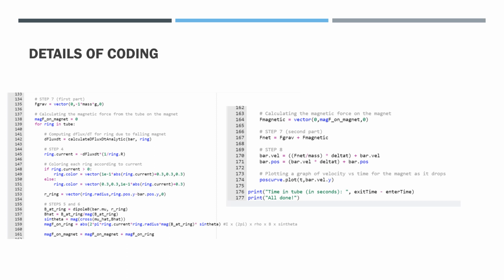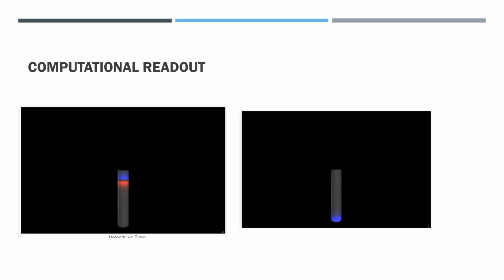And from there, we used Newton's second law to do the velocity update and position update formulas, and that created my program. So the computational readout created a model that looked like this, where the blue was on top and the red was on bottom, and then ultimately the bar magnet went down until the blue was the only thing showing, and the program was finished.